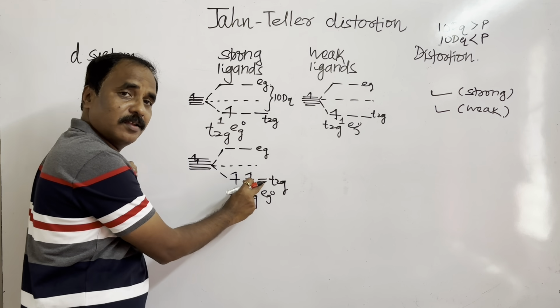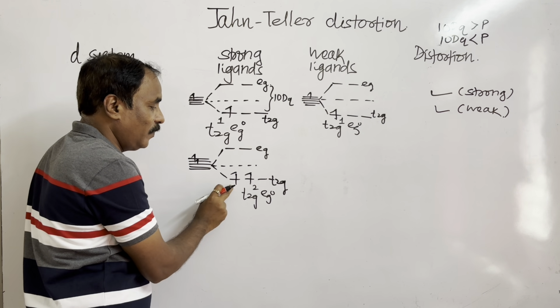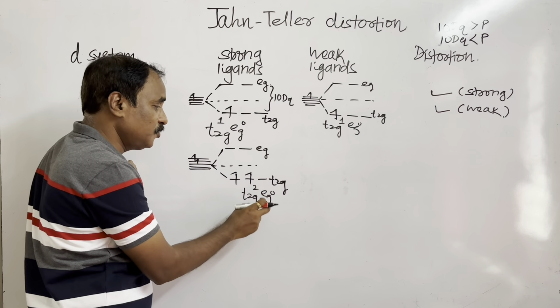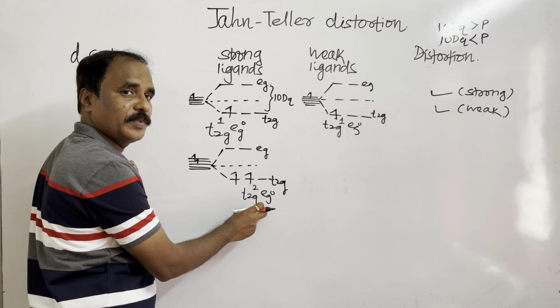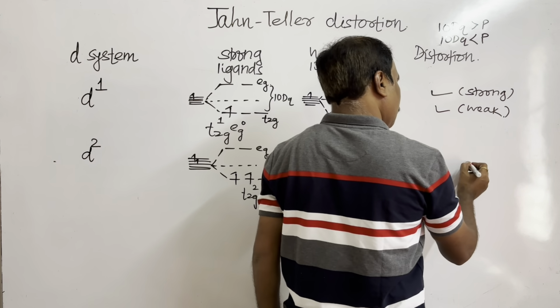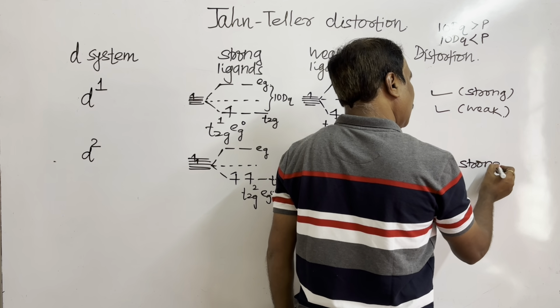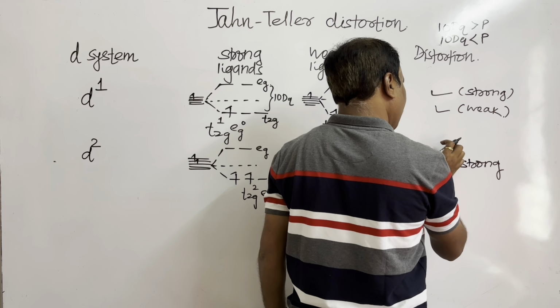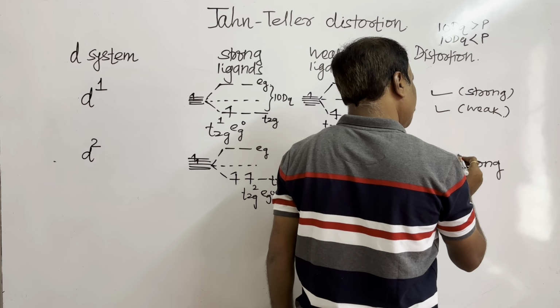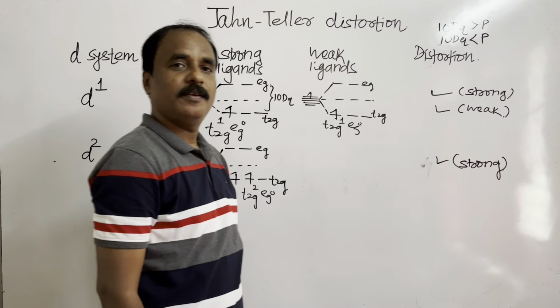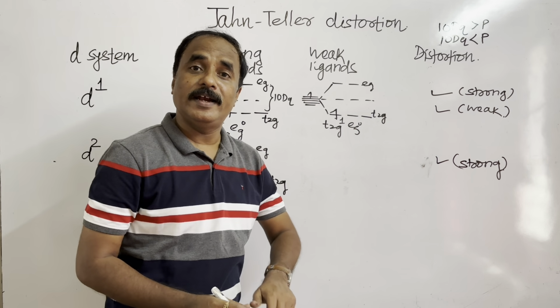eg empty है, dxy1 dyz1 dxz0, ये अनसिमेट्रिकल इलेक्ट्रॉनिक कॉन्फ़िगरेशन है, तो यहां पर डिस्टॉर्शन होगा. When ligands are strong, there is a distortion in geometry. Now we'll check it in weak ligands.